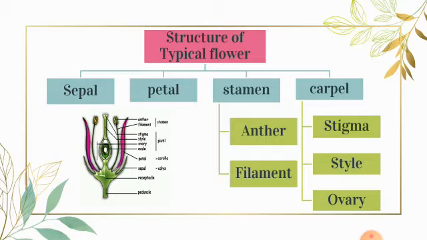Corolla is the second whorl, which consists of colored and scented leaves. Each one of them is called petal. It works on protecting the reproductive organ of the flower and attracting insects.